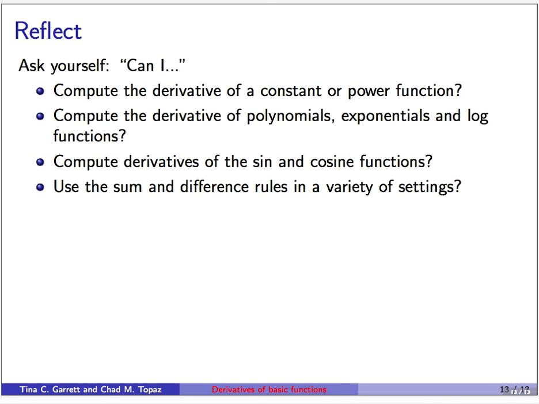Okay, so after this module, what I'd like you to ask yourself is, can you compute the derivative of a constant or a power function? Can you compute derivatives of polynomials, exponentials, and log functions? Can you compute derivatives of sine and cosine functions? And can you use the sum and difference rules in a variety of settings?